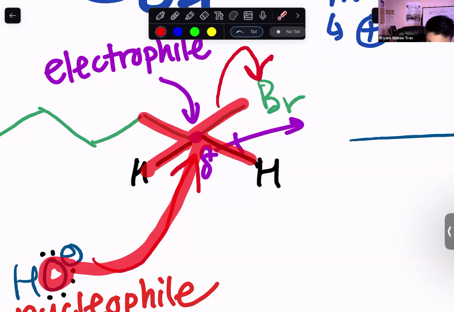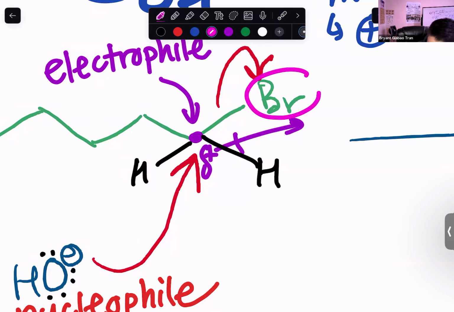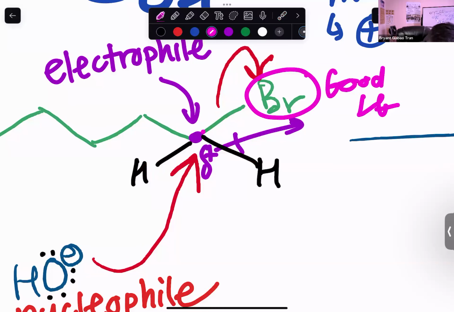And the bond that we kick out is going to be the group that is a good leaving group. And the good leaving group here is going to be that bromine right there, right? That bromine is going to leave, good leaving group, is going to leave with that bond right there. This bond right here is going to leave with the bromine.